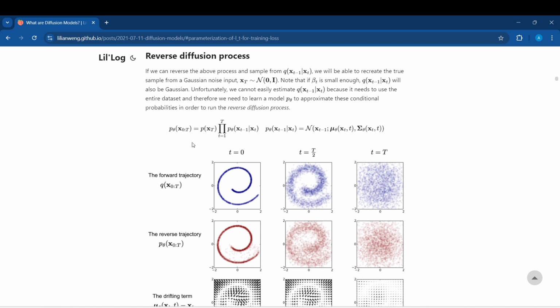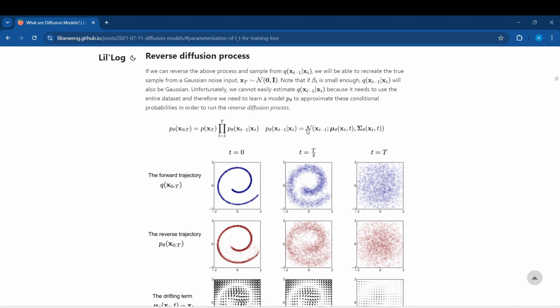This can be written as p of xt. This is our prior, so we are just sampling this xt from the standard distribution. Then we multiply from 1 to T the terms p theta of xt-1 given xt, and we get this joint reverse distribution, and this quantity can actually be written as a Gaussian.